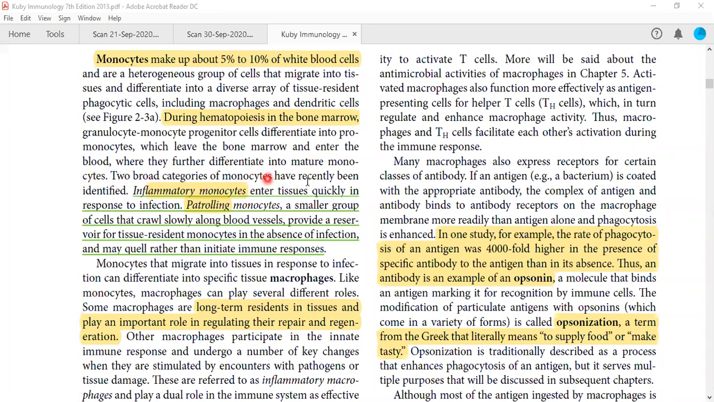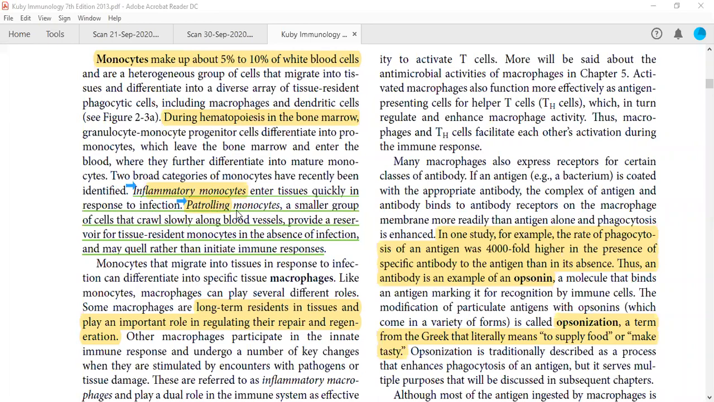Two broad categories of monocytes have been recently identified. So there are two major types of monocytes. One is called inflammatory monocytes and the second is called patrolling monocytes. So first of all, we have inflammatory monocytes and the second type, we have patrolling monocytes, right? Inflammatory, because they enter into the tissues quickly in response to infection. If there is an infection, they will quickly move into the tissues. Therefore, they are called inflammatory monocytes because they will take part in the inflammatory response.